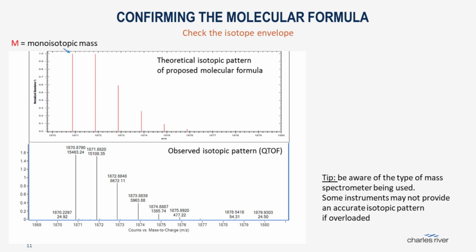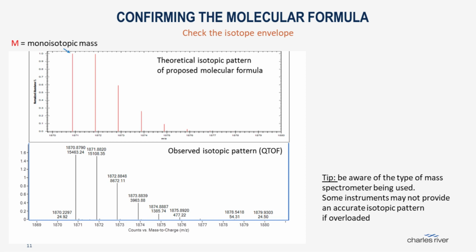Okay, and then finally, as I mentioned above, confirming the molecular formula using the isotope envelope. This is showing data from a QTOF, with the bottom trace being the actual observed isotopic pattern, and the top showing the theoretical isotopic pattern. So once you have a good accurate mass and maybe an MS/MS spectrum, this is one last piece of information to check before you feel a lot more confident that you've really solved the chemical formula: to make sure that the isotope pattern matches the theoretical pattern.